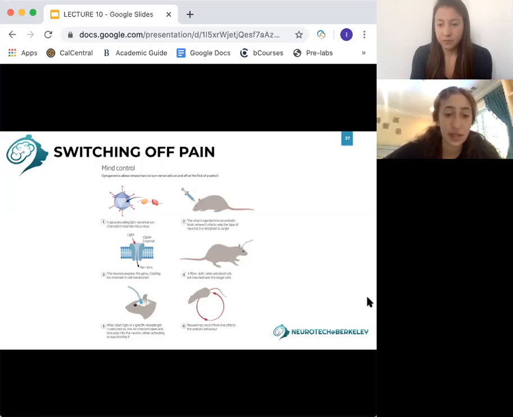But a group called EMBL Rome was able to carry out this successfully in mice. So we see a lot of potential with optogenetics.